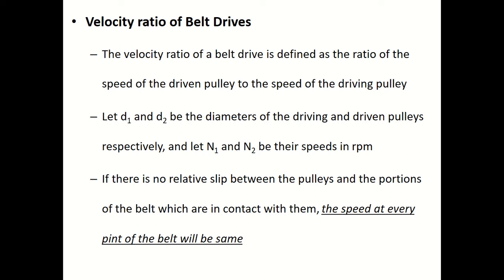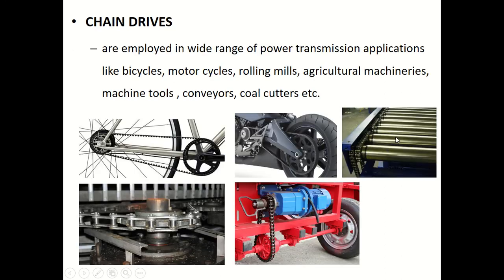Very important point. If there is no slip between the pulleys and the portions of the belt which are in contact, the speed at every point of the belt will be the same, which means the linear speed of the belt is equal to the circumferential speed of the driving pulley, which is equal to the circumferential speed of the driven pulley. So pi d1 n1 is equal to pi d2 n2, which gives d1 n1 equal to d2 n2. So the velocity ratio is n2 by n1 is equal to d1 by d2. Very important expression. You remember this expression. n2 by n1 is equal to d1 by d2.